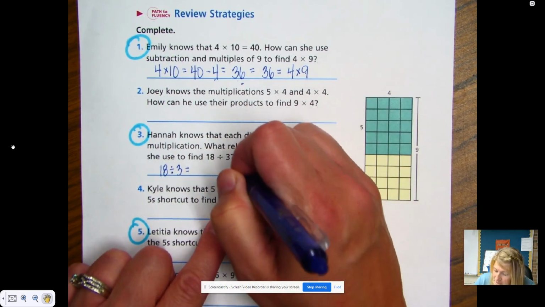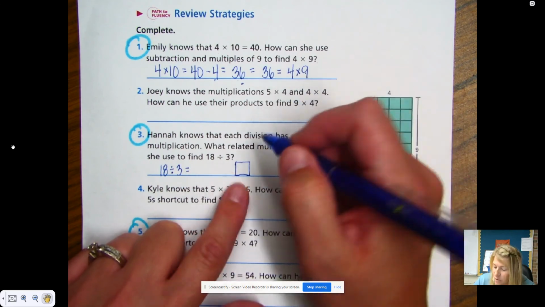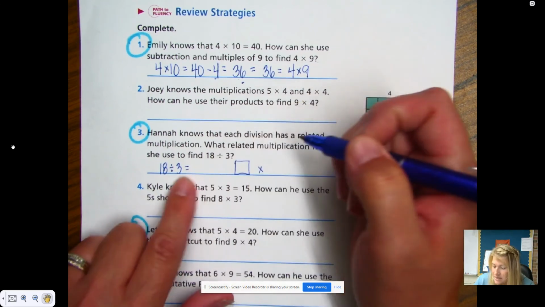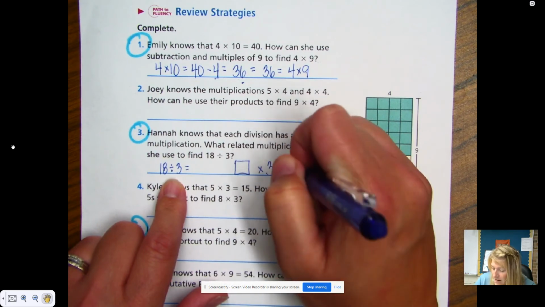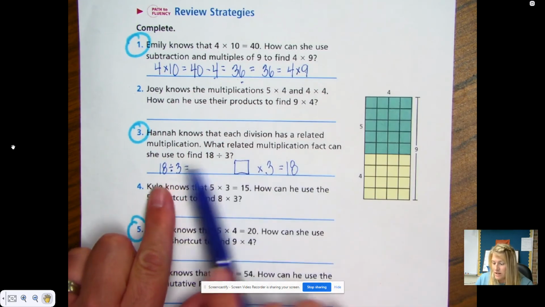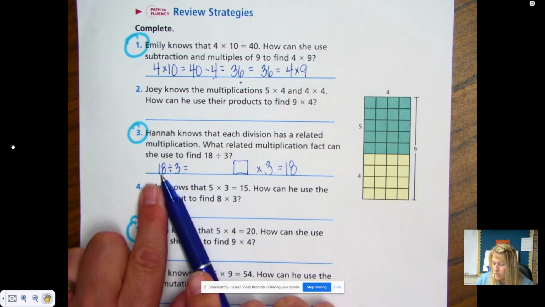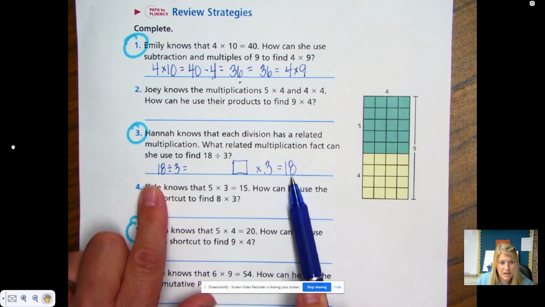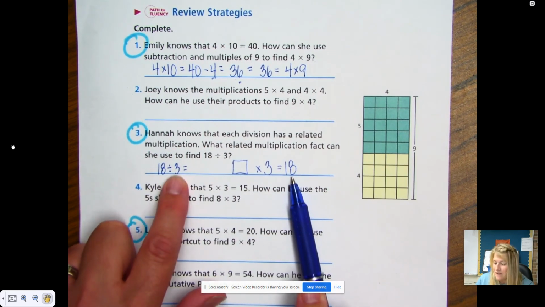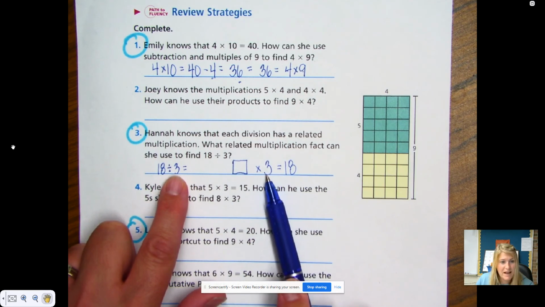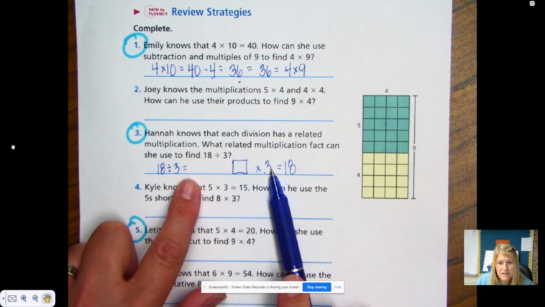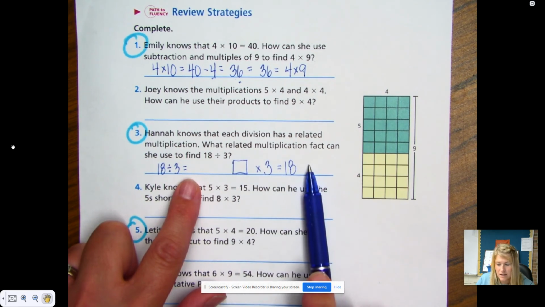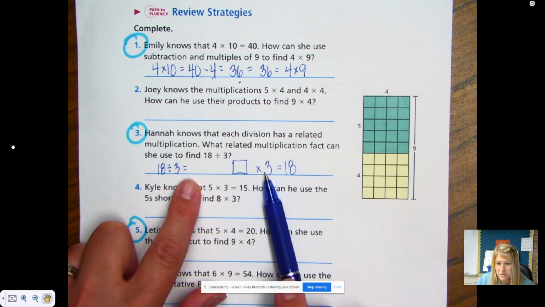How many groups, you guys, that square is a blank space. How many groups times 3 in a group would have a product of 18? So look at this. My total goes in my total for multiplication. My divisor becomes my second factor. And now I'm looking for that first factor. So how many 3s do I need to get to 18? How many groups of 3?